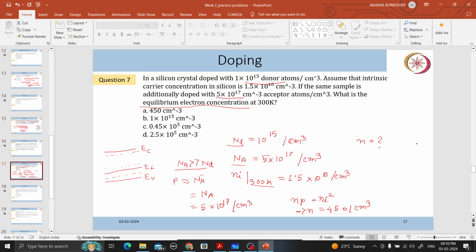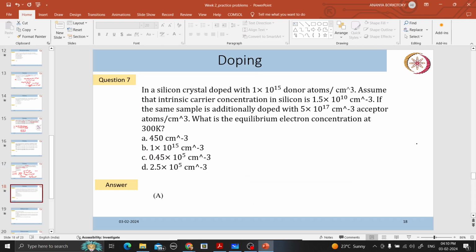What are the conditions given? What are the assumptions you are making? Okay, so let's go to the next question. Here the answer is A. I hope everyone got the answer and the concept behind it also.